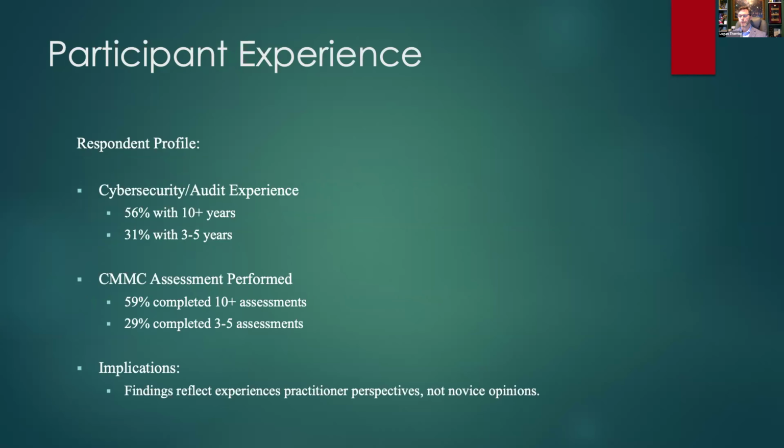The respondents represent a highly experienced group. Over half of them had more than 10 years of cybersecurity audit experience, and nearly 60% have conducted more than 10 CMMC assessments. Again, because this started at the beginning of last year, those are pretty large numbers compared to what is actually occurring. I think we're a little bit over 1,000 assessments at this point, a year later. This is important because it indicates that the findings reflect practices of seasoned professionals rather than entry-level assessors.